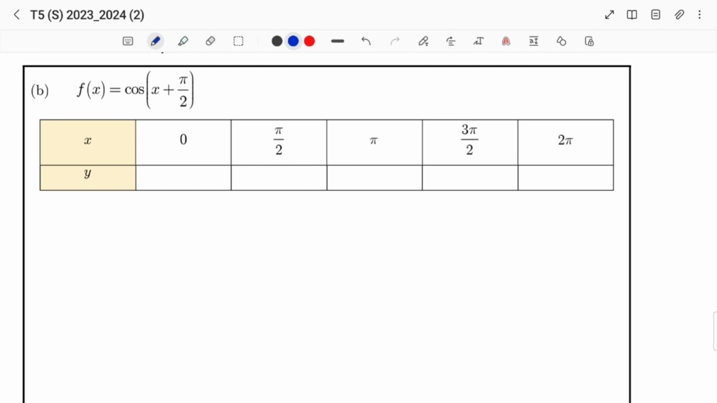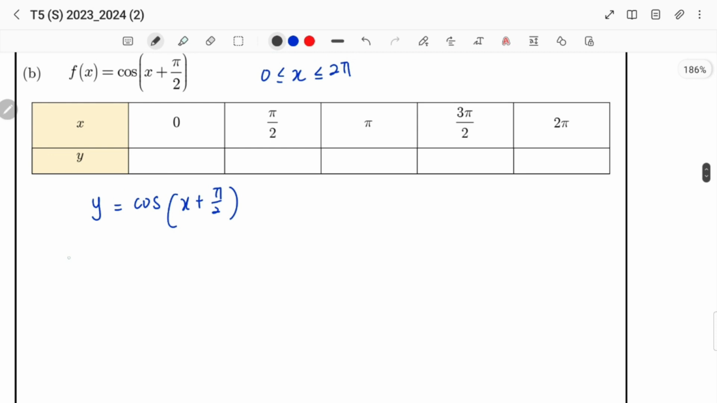Next, we're going to sketch the cosine function. For example, f(x) equal to cos(x + π/2). This is also valid for x from 0 until 2π. So, same as the sine function, I already write down the values of x that lie from 0 until 2π, which are 0, π/2, π, 3π/2, and 2π. We just need to find the values of y by making f(x) equal to y. So, y equals cos(x + π/2), and then just substitute every single value of x to get the value of y.